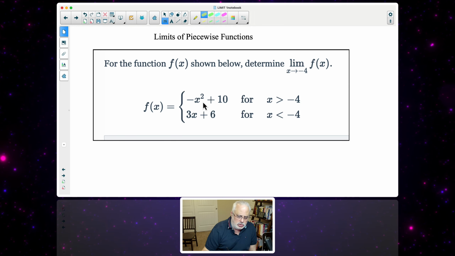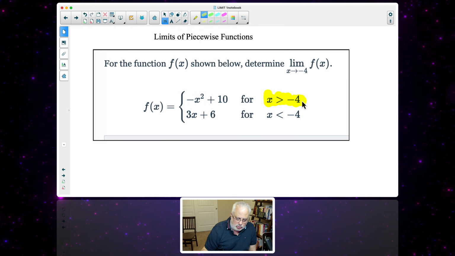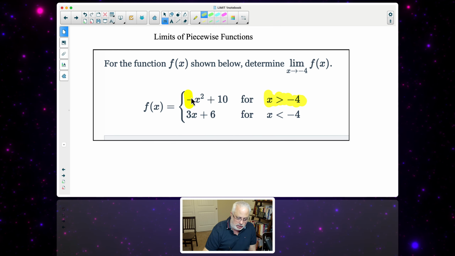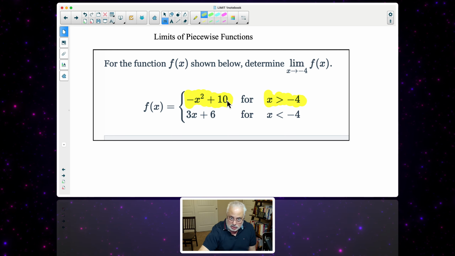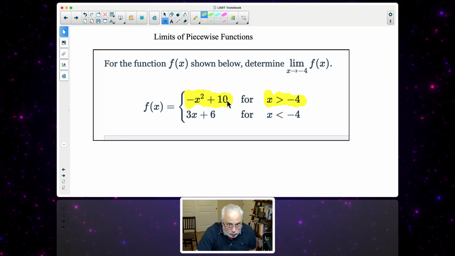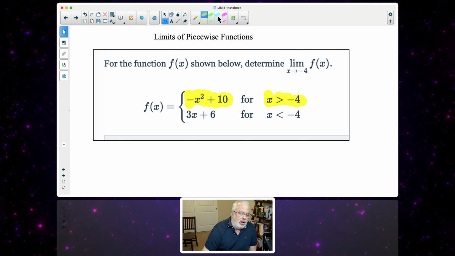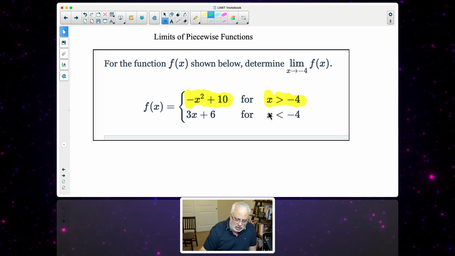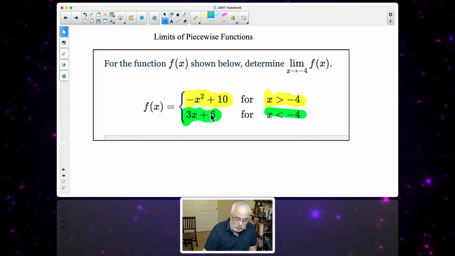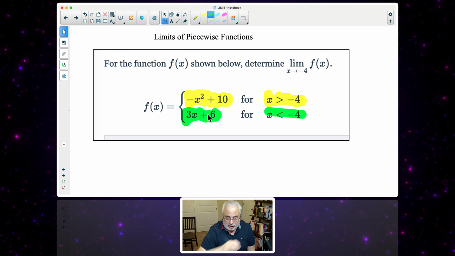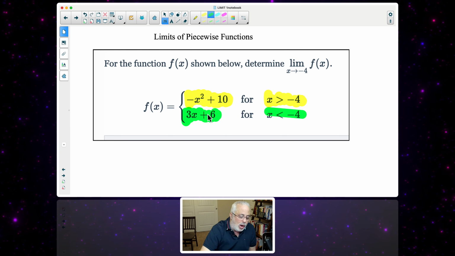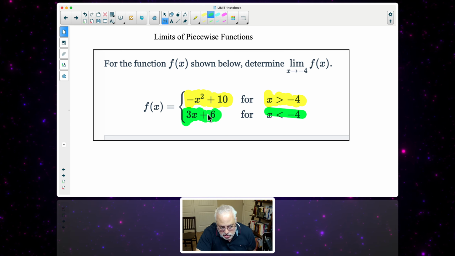Why a piecewise function? Because it has two different behaviors. One, when x is greater than -4, is a quadratic function. Look at over here. Prerequisite: quadratic functions. And the function behaves differently when x is less than -4. It's behaving like a linear function, 3x plus 6. We have a linear function and we have a quadratic function. Prerequisite: linear function, y equals mx plus b. The slope is 3. The y-intercept is 6.